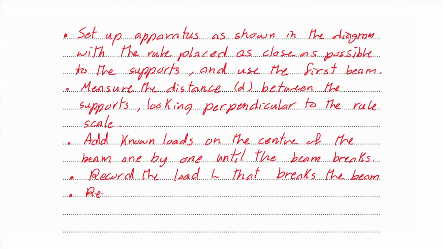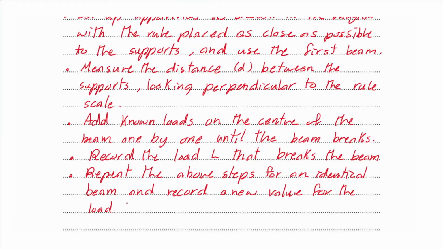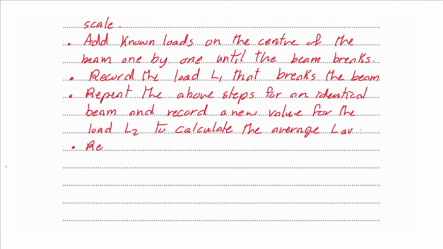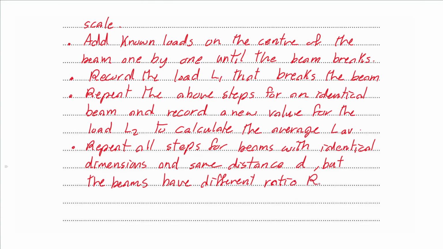We can now say repeat the above steps for an identical beam and record a new value for the load. For example, we can call this load 2 and the first one load 1 to calculate the average, and we give it a name, for example LAV for L average. And then we repeat all steps for beams with identical dimensions and same distance D, but the beams have different ratio R of sand to cement. So this is the independent variable here, and we kept the distance and the dimensions of the beam the same.